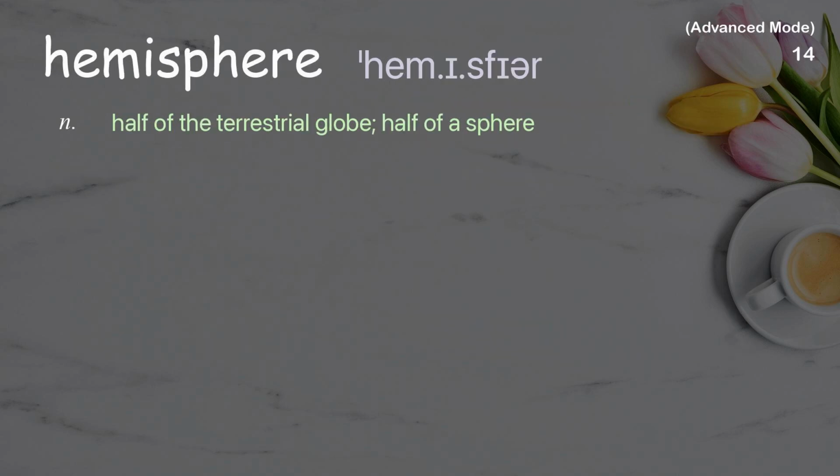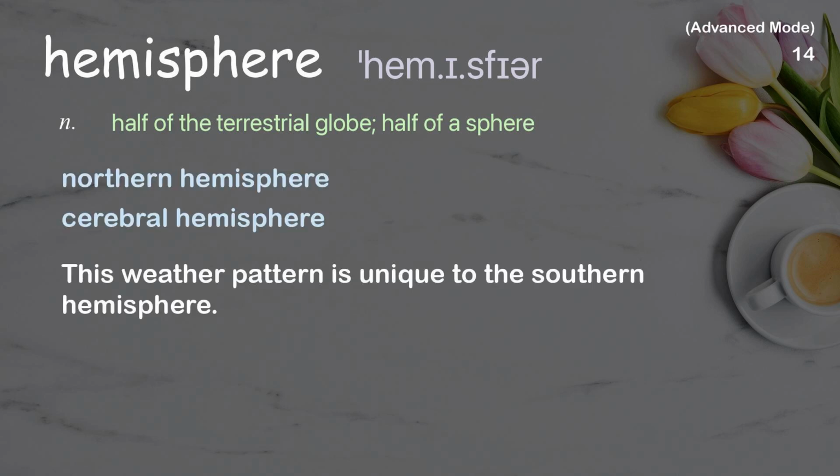Hemisphere. Half of the terrestrial globe, half of a sphere. Examples: Northern hemisphere. Cerebral hemisphere. This weather pattern is unique to the southern hemisphere.